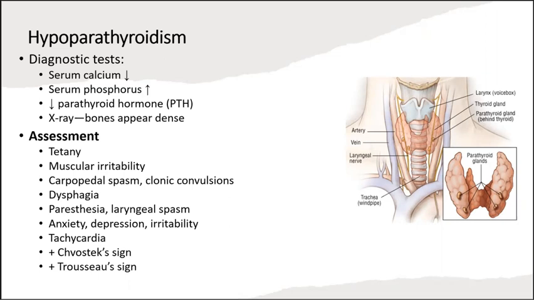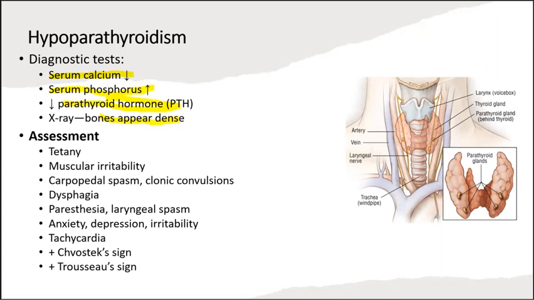And what would you see in this client? The serum calcium level is decreased, whereas the serum phosphorus level goes up. Our PTH level drops, and you would also carry out X-rays and notice that the bones of this client appear dense, thick.